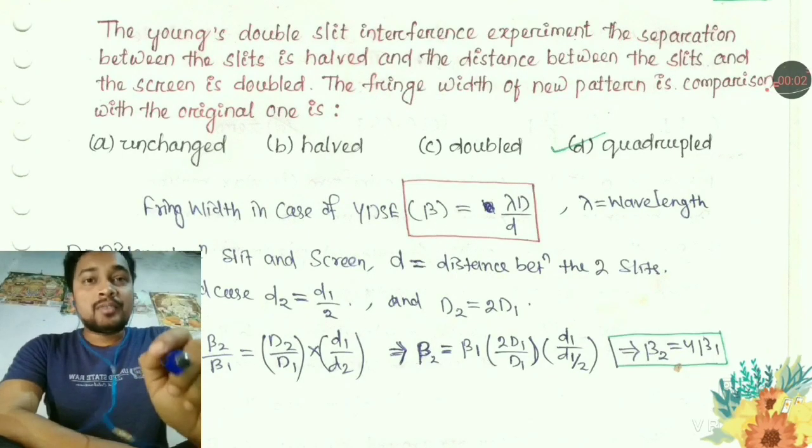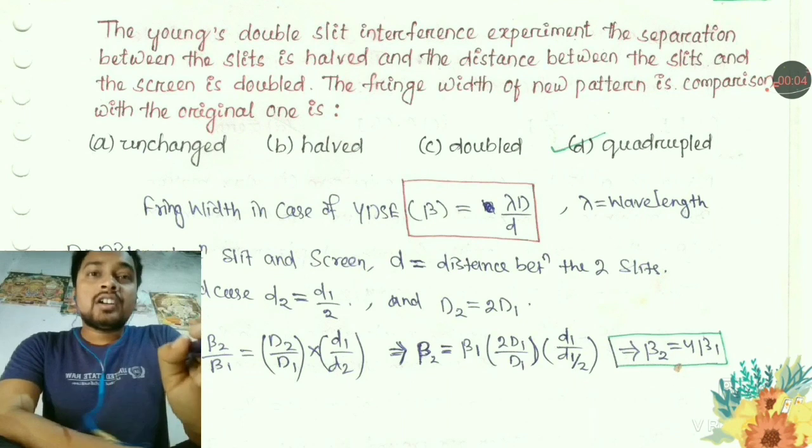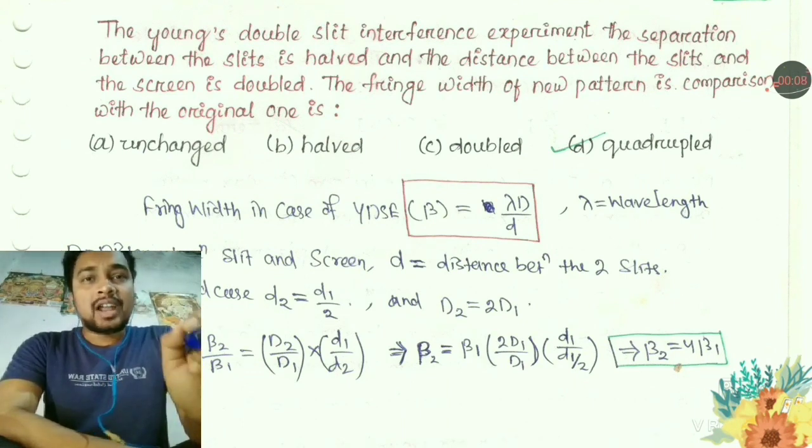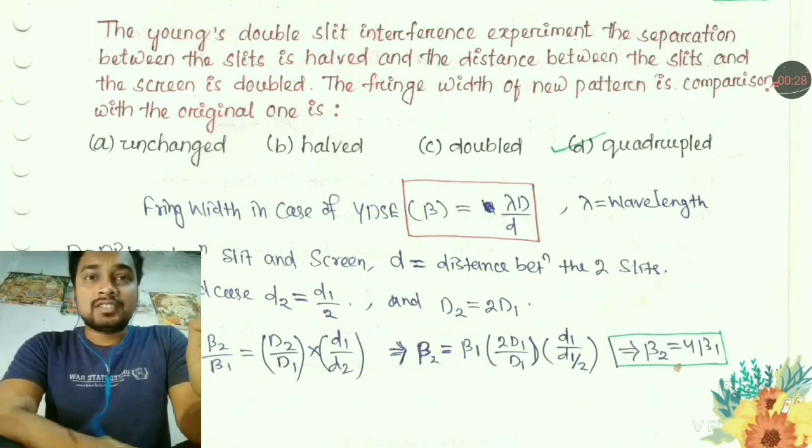It is from the famous Young's double slit experiment. We know that from Young's double slit experiment we get alternate bright and dark fringes of equal width, and the fringe width is the distance between two consecutive bright or dark fringes. It is asked what the fringe width will be in the next case when the slit width is halved and the distance between the screen and the slit is doubled.